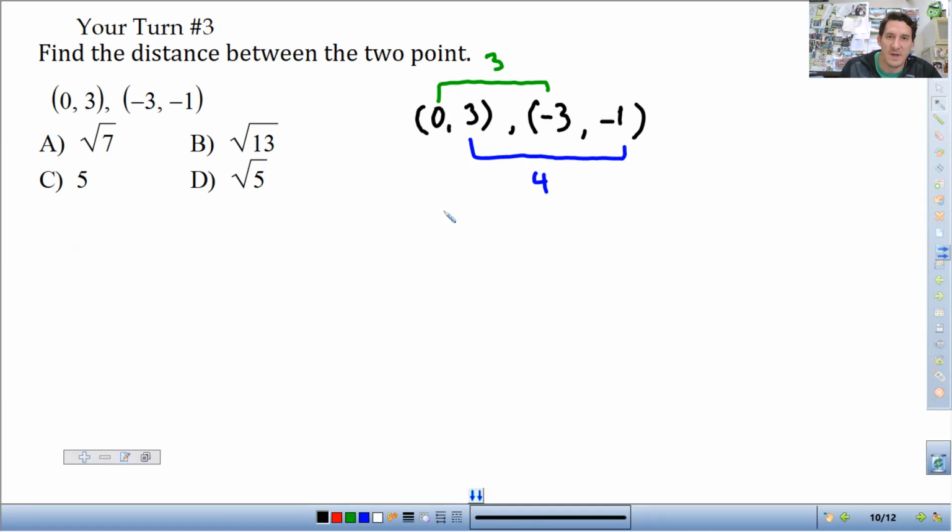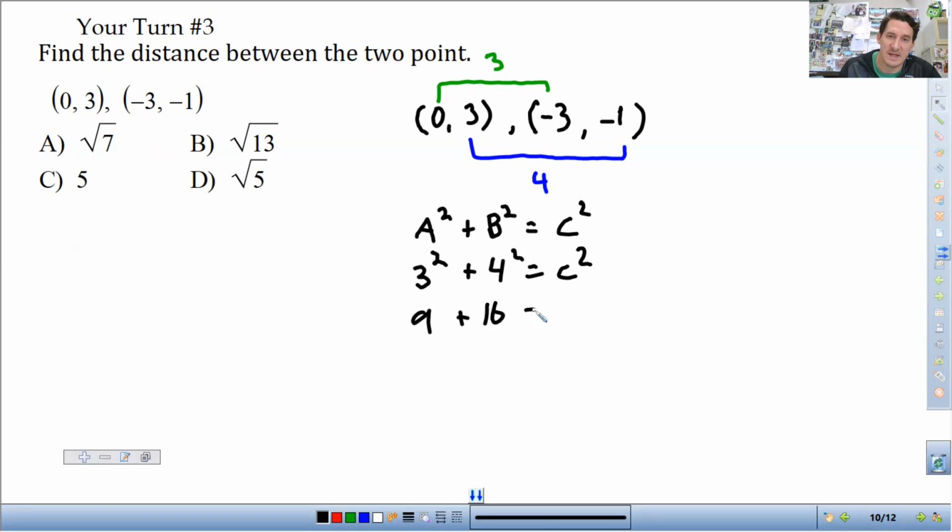So those numbers are A and B. A is 3, B is 4, and C we'll just leave as C. So it'd be 9 plus 16 is equal to C squared. 9 plus 16 is 25. Square root both sides. You get 5 is equal to C.